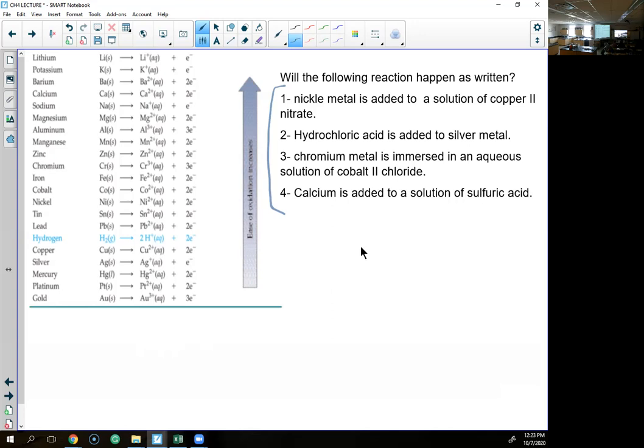Oh, I need to tell you, sorry. Hydrochloric acid, it's not a metal, but it's the H plus ion in the acid. So this is where you compare. Okay, so it's the H plus versus the Ag solid. So that's saying, will the acid react with silver?